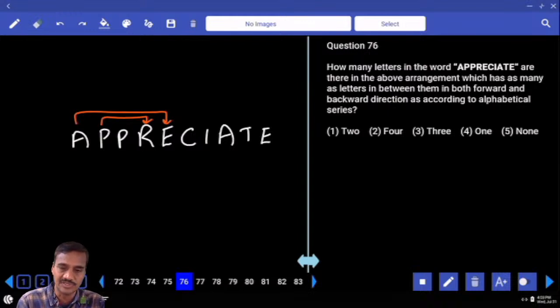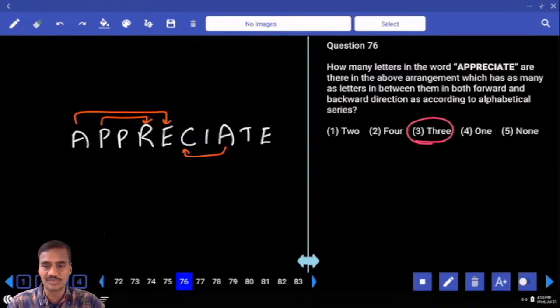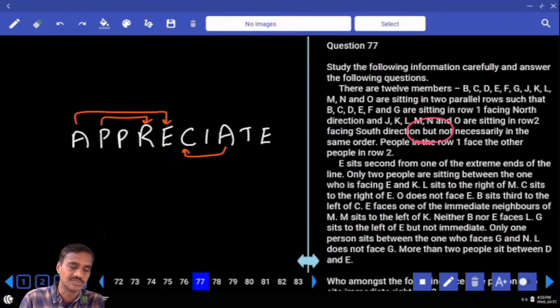And again reverse, E, F, G, H, I, J, K, L, M, N. And T, no letter more than this. A, B, C, there is a pair. D, E, F, G, H, I, J, K, L, M, N, O. C, D, E, F, G, H, I, R, S, T, that's it. And how many pairs do we have? 3. That is 76, choice 3.